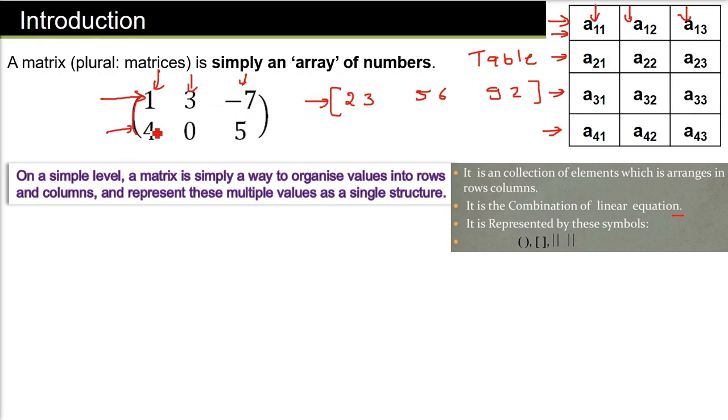The boundary can be a round bracket, a square bracket, or straight lines. So this is the line, 2 rows, 2 columns. The numbers are arranged like that.